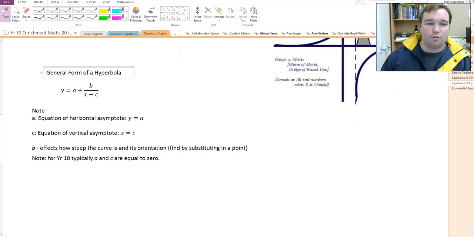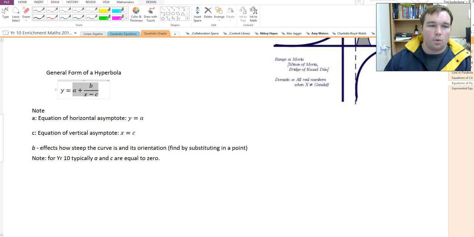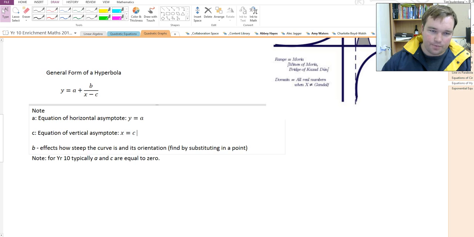Let's look at the general form of a hyperbolic function. The general form is y equals a plus b over x take c, where a gives us the equation of the horizontal asymptote, y equals a, c is the equation for the vertical asymptote, x equals c, and I should say, note, this is the 0 slash root of the denominator.